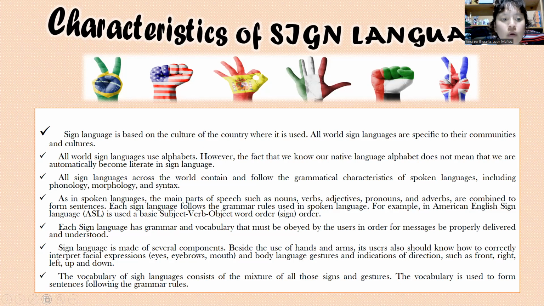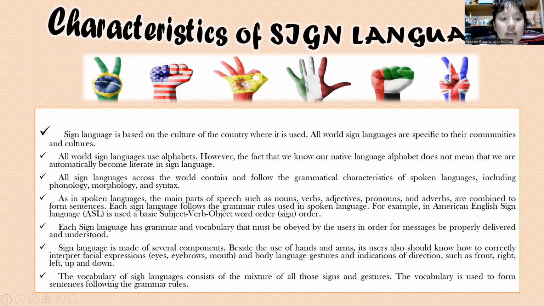Fourth, as in spoken languages, the main parts of speech, such as nouns, verbs, adjectives, pronouns, and adverbs, are combined to form sentences. Each sign language follows grammar rules like spoken language. For example, American Sign Language, ASL, uses a basic subject-verb-object sign order. Fifth, each sign language has grammar and vocabulary that must be obeyed by the users in order for the message to be properly delivered and understood.